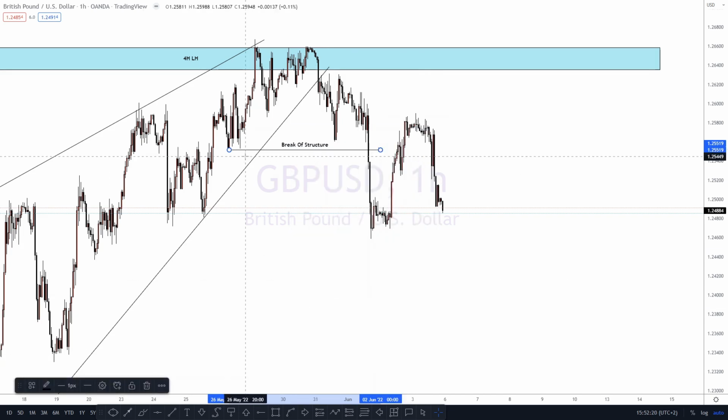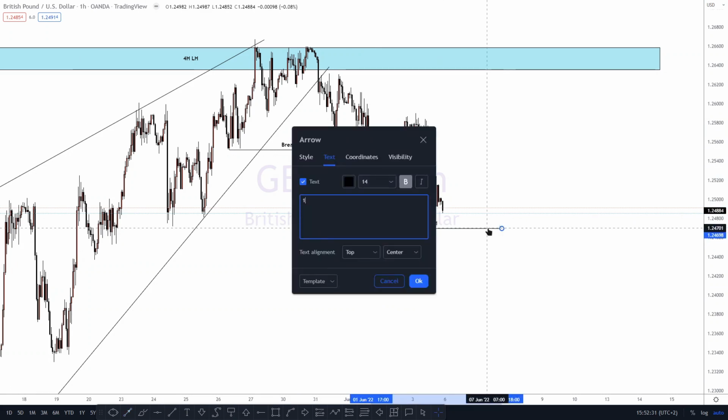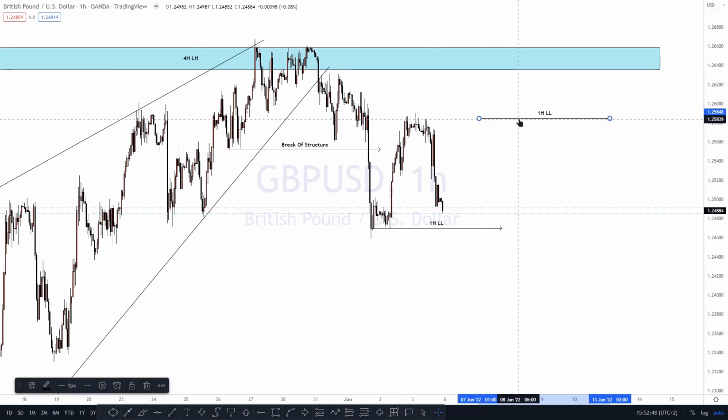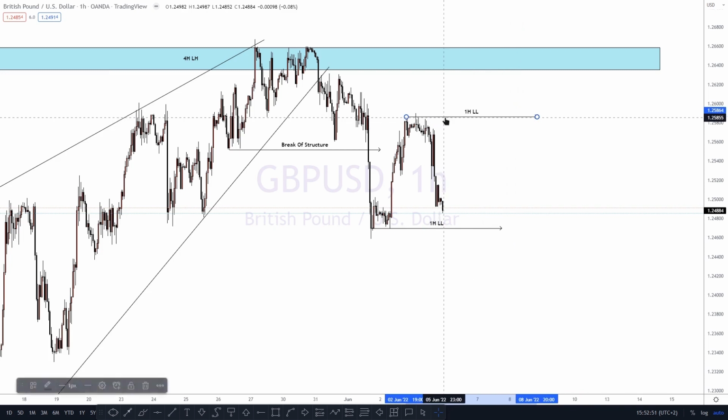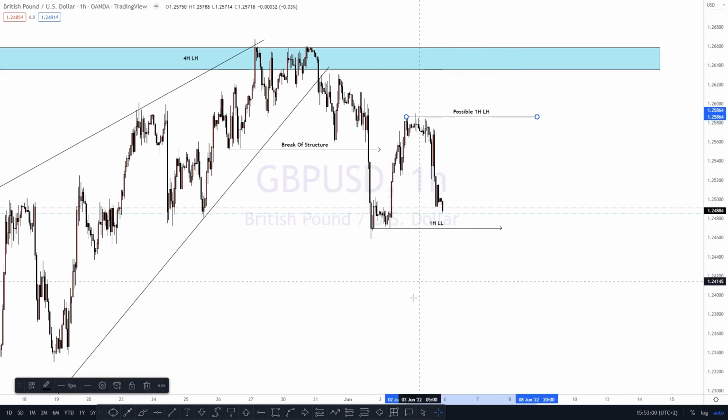This is a break of structure, and we had our low. So when we had a bit of a break of structure, we have our new 1 hour low. So it's a 1H lower low, and most probably this could be a 1H lower high. But when we had this low, there was no lower high. Possible lower high just up here. So I'm just going to make it clear that it's a possible 1H lower high. But we're just waiting for price to break below.